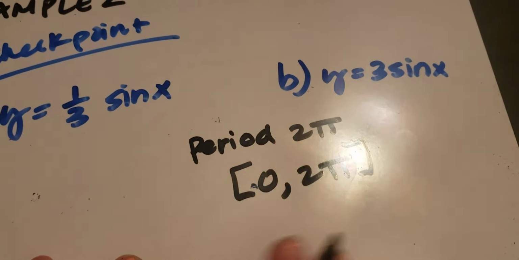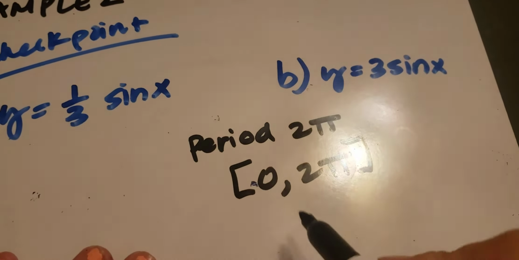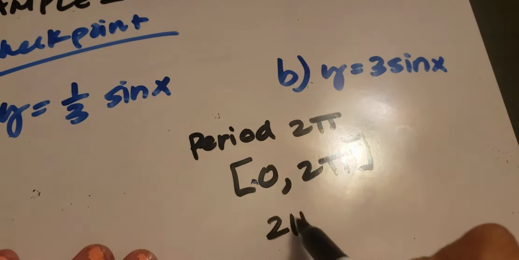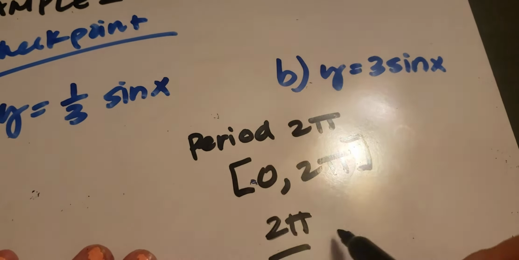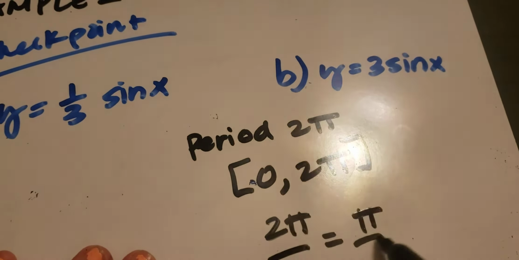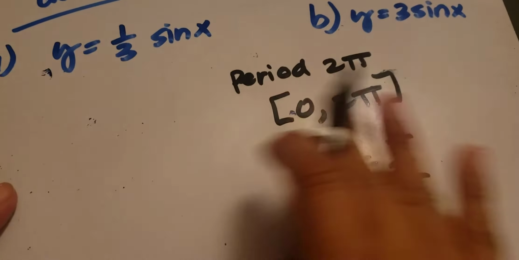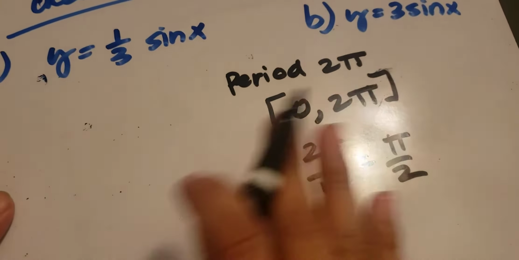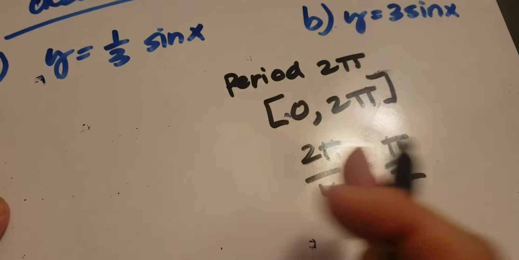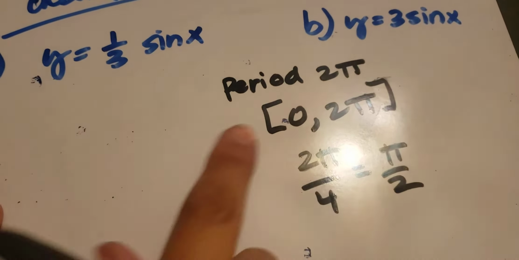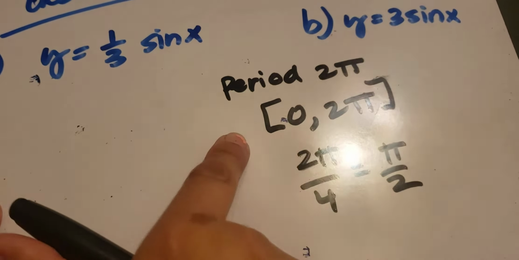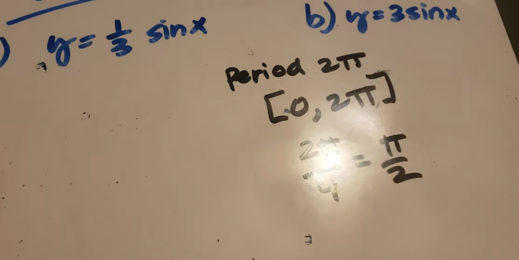If you're wondering how we get all the points in between, just take 2 pi and divide by 4. That gives you pi over 2. It's going to be the same coordinates for both, because they don't give us our key points, and they don't give us an interval. So again, it's automatically assumed. This is going to help us find our coordinates.